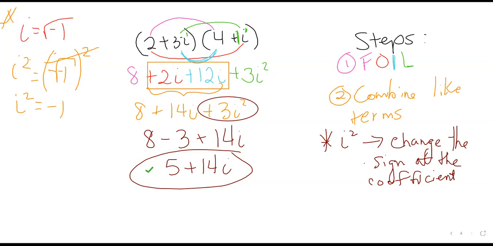So do we want to do one more problem like that? Yeah. Okay, so let's do one more. Veronica, just give me some random numbers. Okay. 5 plus 7i. Sorry. And then 13 plus 2i.